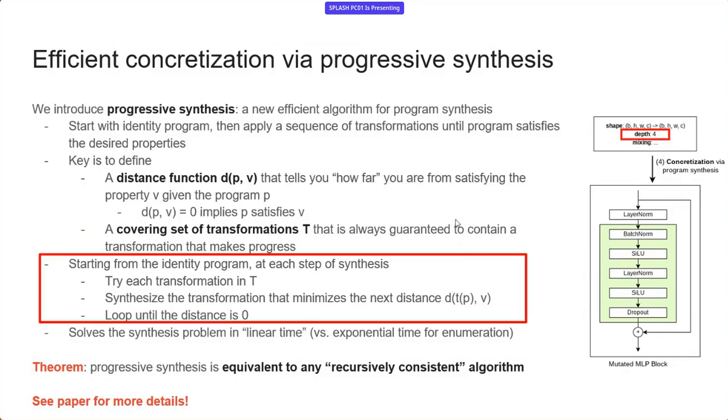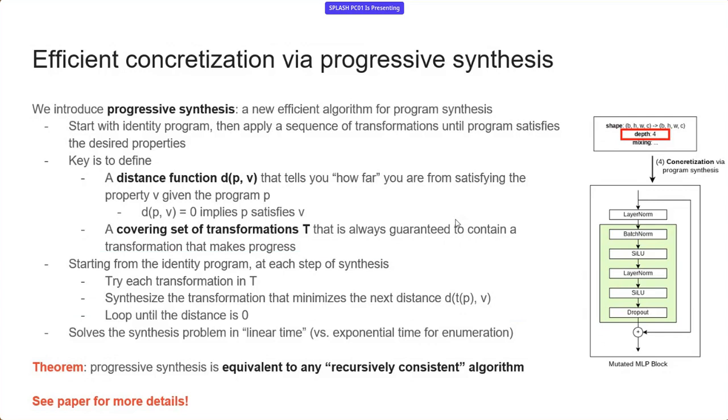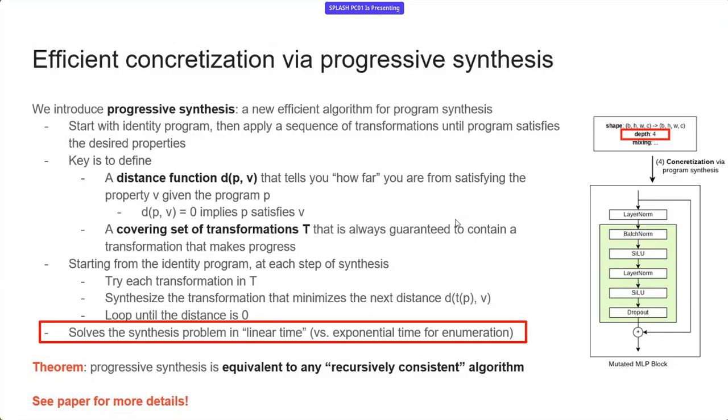Now synthesis is easy, right? Because at each step, you just try every single transformation in this covering set. You pick one that makes progress, and then you append that. And then you can just loop until the distance is 0, and then you're done. And so, clearly this solves the synthesis problem in linear time, which is great. The difficulty, obviously, is in, first of all, identifying this covering set, proving it's covering, and being able to find an efficient way of computing the distance.